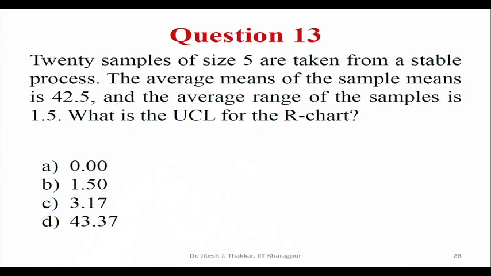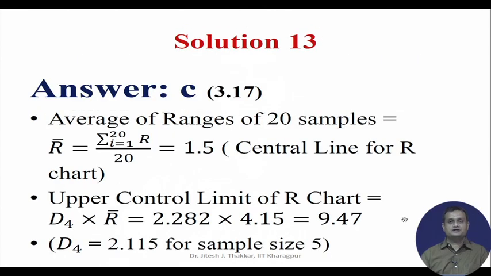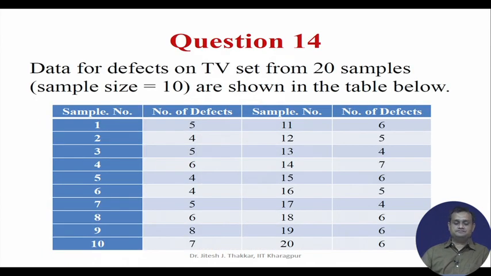Question 13. 20 samples of size 5 are taken from a stable process. The average of the sample means is 42.5 and the average range of the samples is 1.5. What is the UCL for the R chart? You can see the various options: A 0, B 1.5, C 3.17, D 43.37. You can compute the answer like this. R bar for this particular sample comes out to be 1.5 and upper control limit is D4 times R bar. The D4 tabulated value for sample size 5 is 2.115. So, the upper control limit for the R chart is 3.17, which is option C.